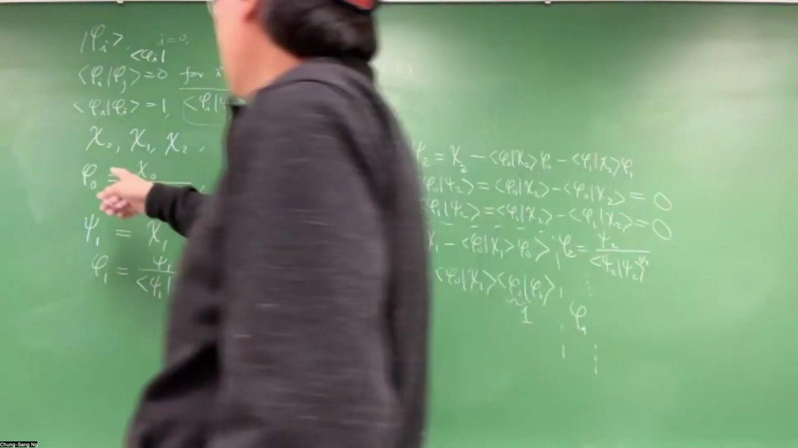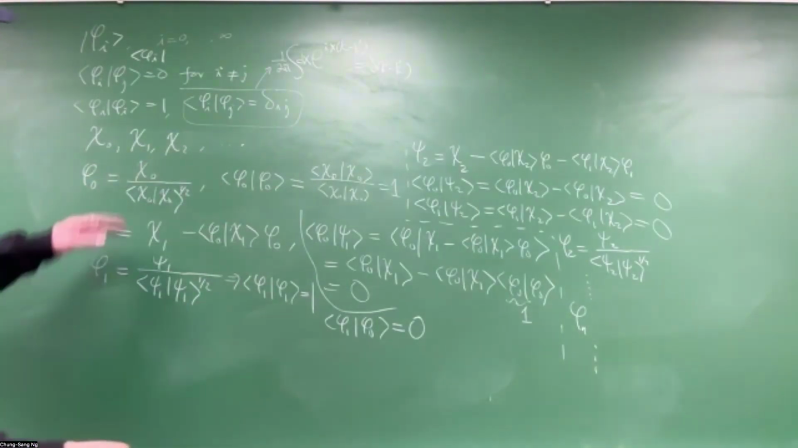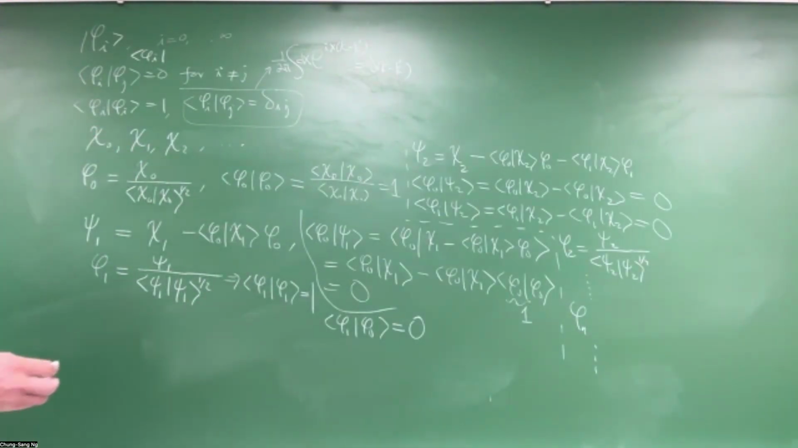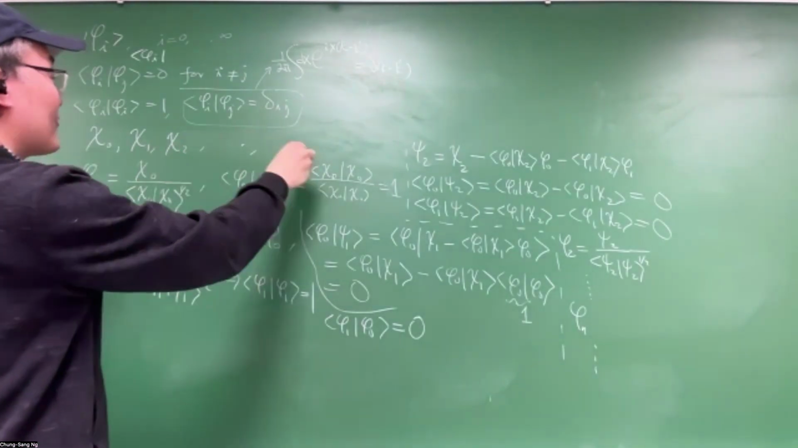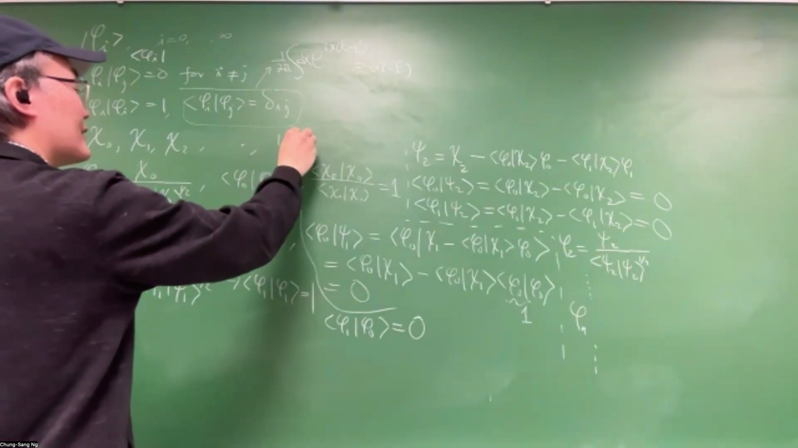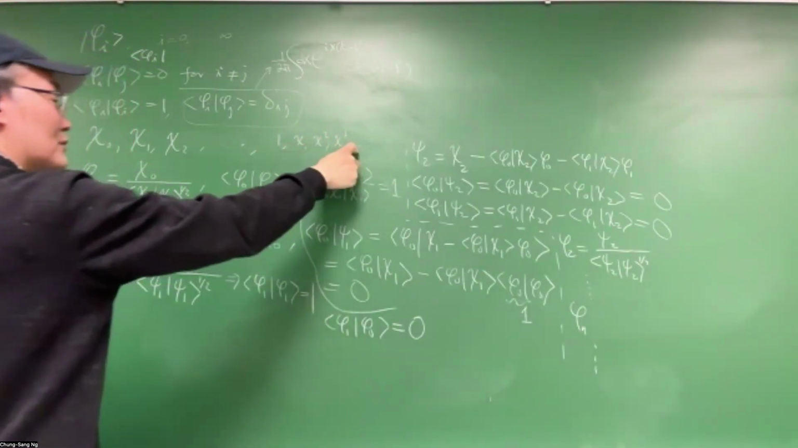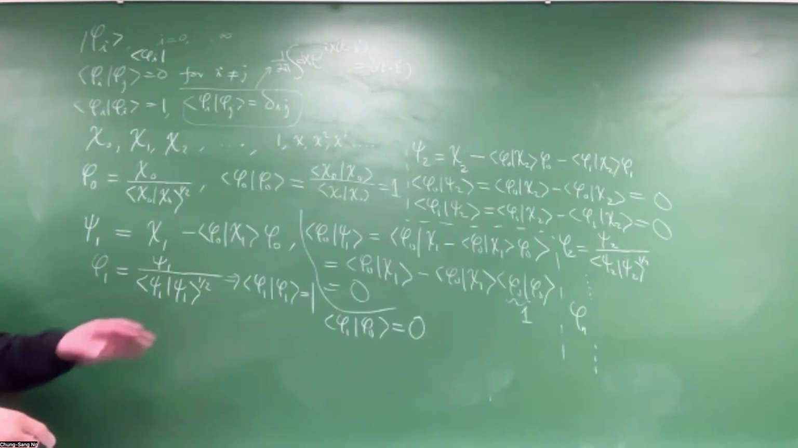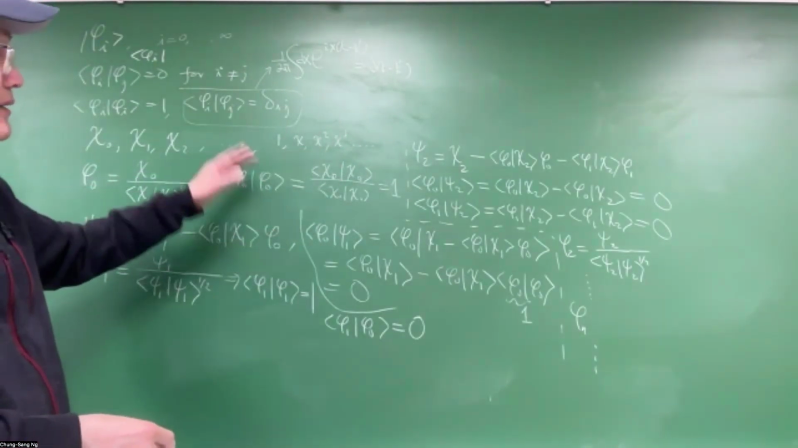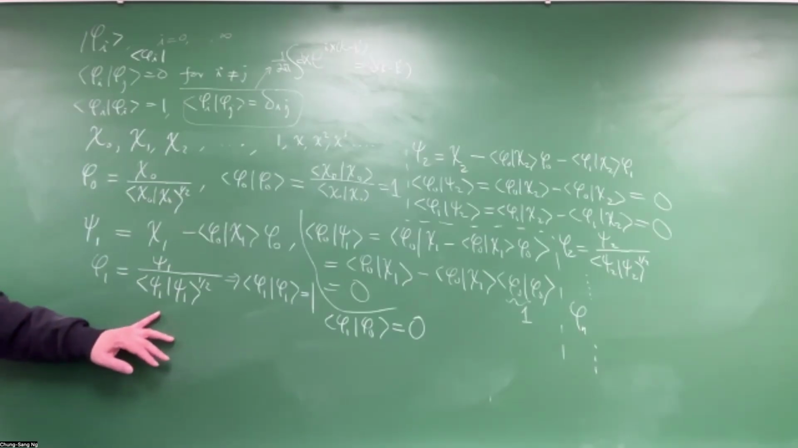And the choice of chi is arbitrary as long as they are independent. One trivial independent set of functions is just powers of x. If all these are functions of x, then you can define them as just x to the 0, which is just 1, and then x to the 1 is just x, and so on. That will make sure that they are linearly independent. And you can use infinitely many of them, and then just define a set of orthonormal basis this way.